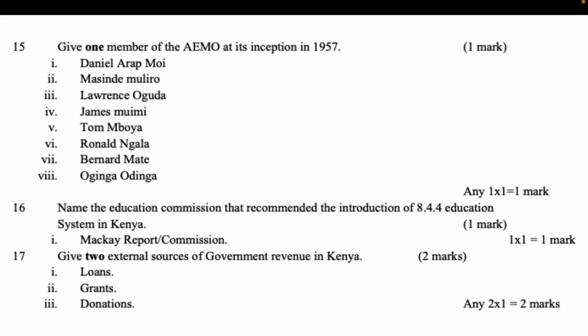16. Name the education commission that recommended the introduction of the 8-4-4 education system in Kenya. 1 mark. Mackay Commission Report. 1x1 equals 1 mark. 17. Give 2 external sources of government revenue in Kenya. 2 marks. Loans. Grants. Donations. Any 2x1 equals 2 marks.